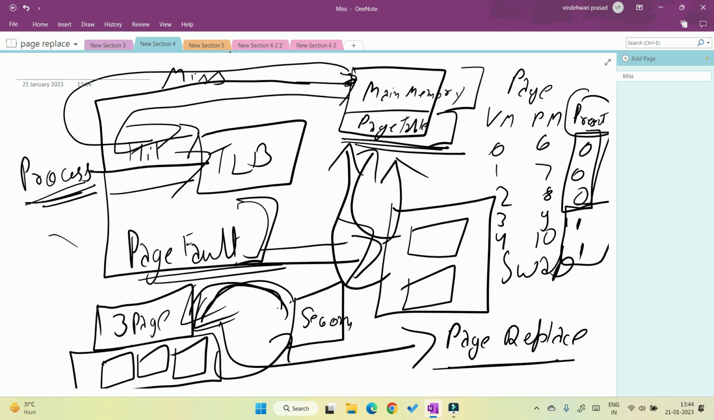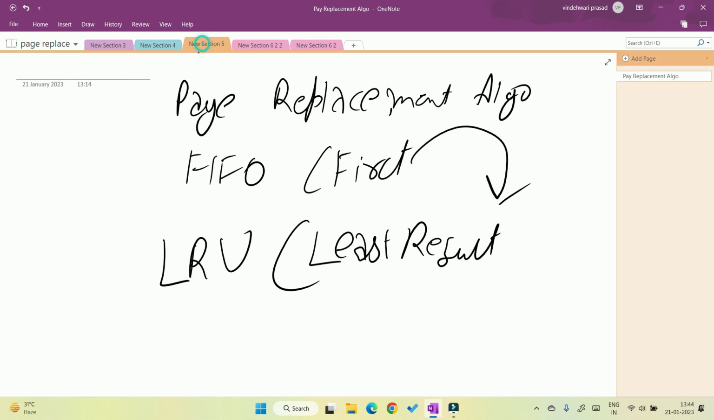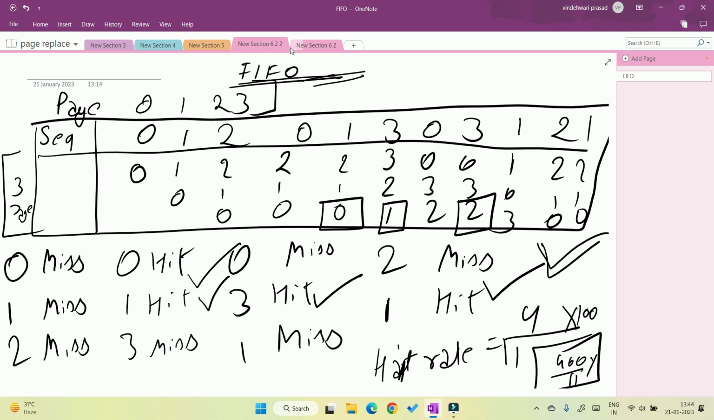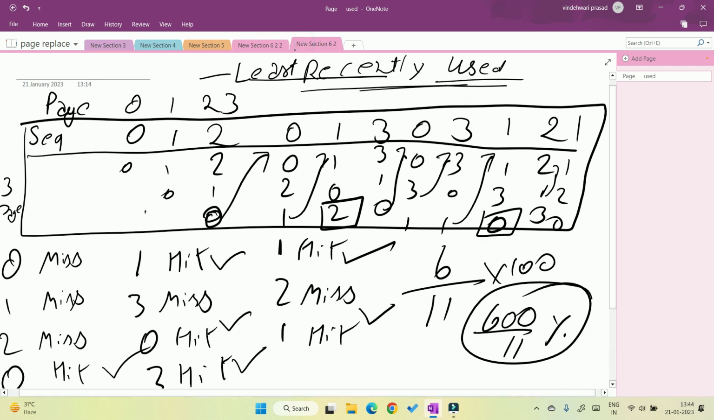But how are the pages moved from the secondary memory to the main memory? This is done with the help of page replacement algorithms. There are two algorithms, FIFO and least recently used. We gave you both examples, FIFO and least recently used. I hope with this you will understand each and every point.